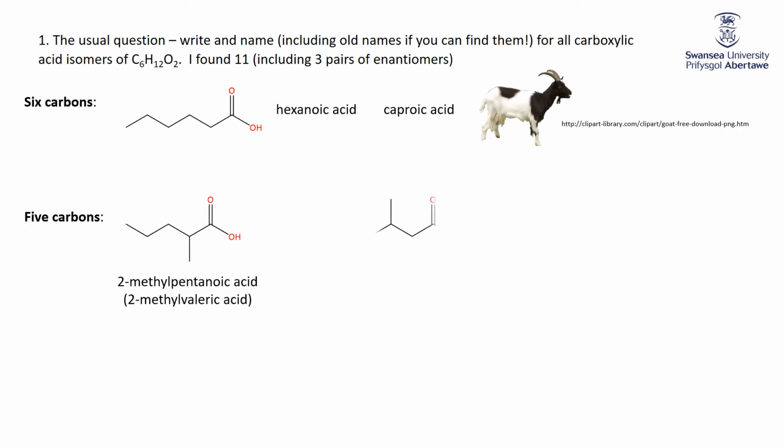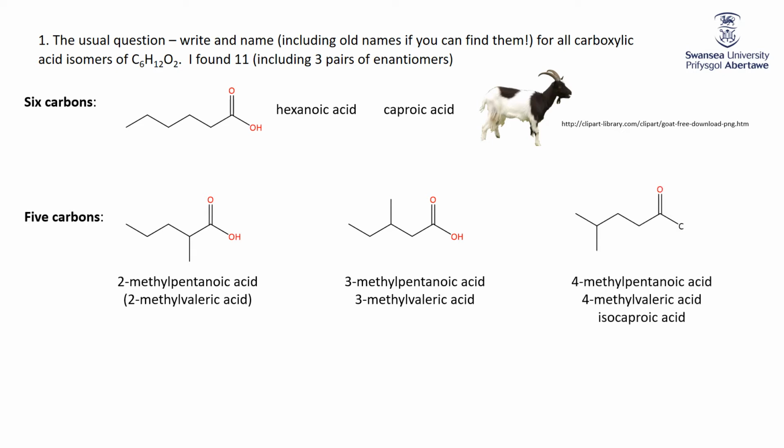Or we can put the methyl group in the 3-carbon position to give us 3-methyl pentanoic or 3-methyl valeric acid. Or we can put it in the 4 position to give us the 4-methyl pentanoic acid, the 4-methyl valeric acid. Or this is the one that the old-time chemists chose to call the isomer of caproic acid. So this is actually isocaproic acid.